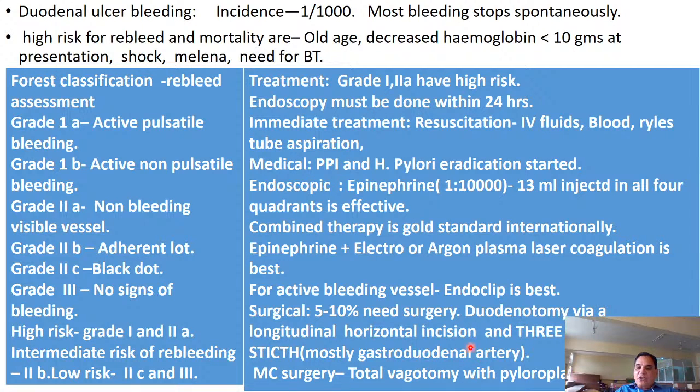So the gastroduodenal artery has to be stitched at 3 points and you are closing the incision transversely. This surgery is called a Finney's pyloroplasty. If the chances of rebleed are more, another surgery is done. That surgery is total vagotomy with pyloroplasty as an emergency.